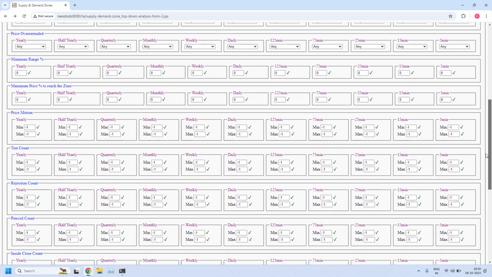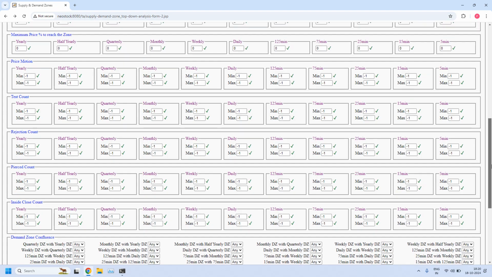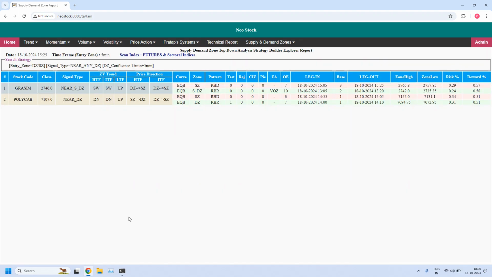That is 5 minutes demand zone with 15 minutes demand zone confluence. I am enabling that filter. 2 stocks are filtered. That means these 5 minute zones are part of the 15 minute zones.